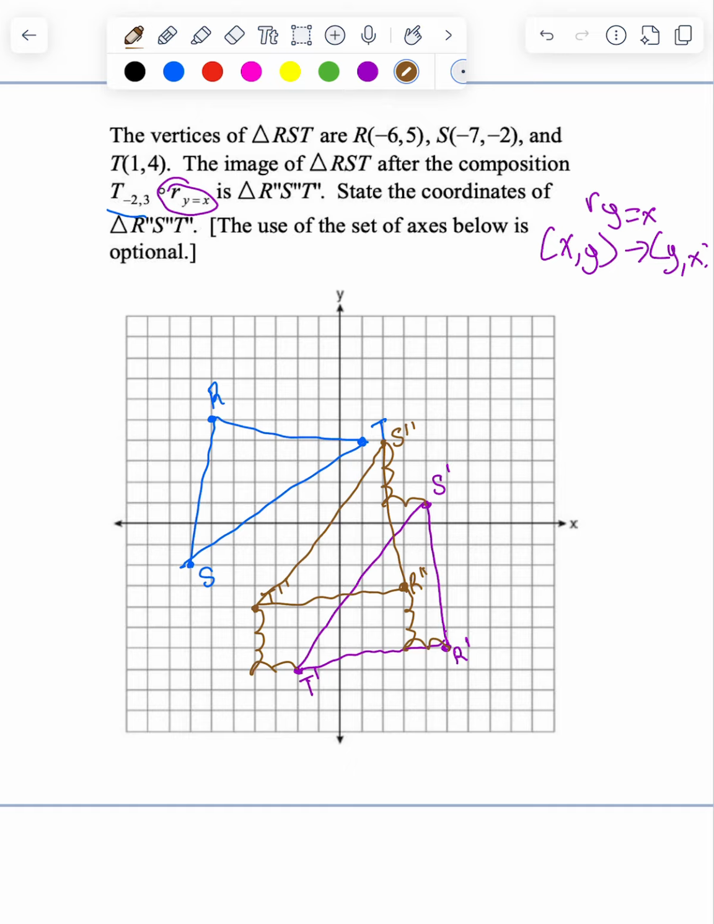And here I have my final triangle, my final image after the sequence of transformations, triangle R double prime, S double prime, T double prime, after both the reflection over the line y equals x, followed by the translation of 2 to the left and 3 up.